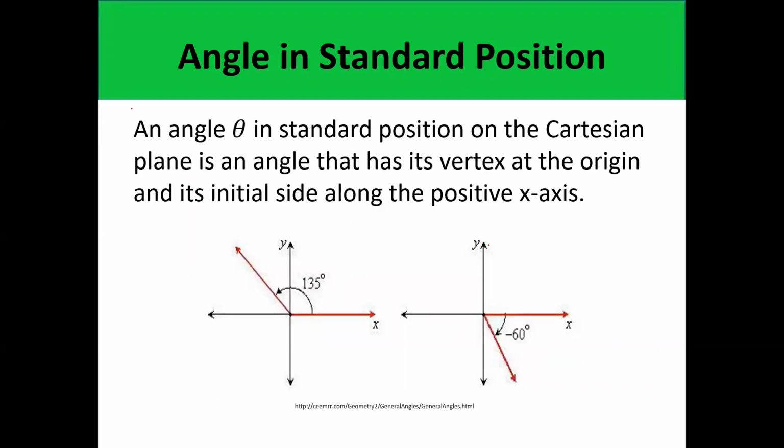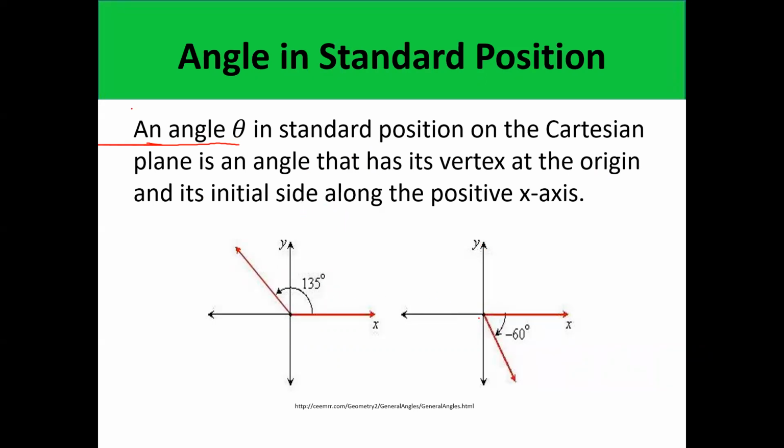Now, in trigonometry, we focus on angles that are said to be in standard position. So, an angle theta in standard position on the Cartesian plane is an angle that has its vertex at the origin and its initial side along the positive x-axis.